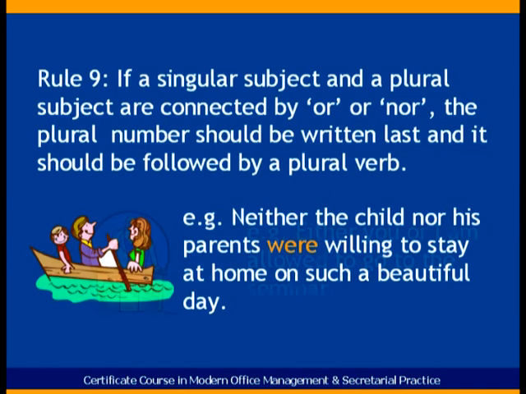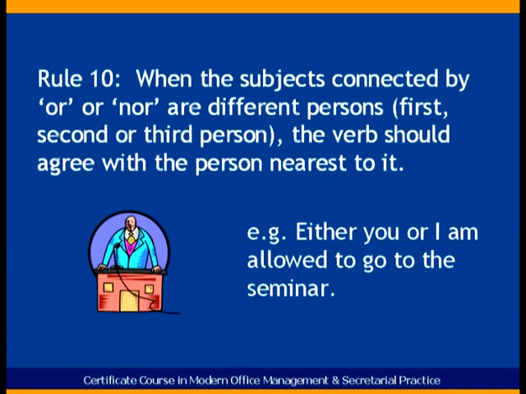Rule number 10. When the subjects connected by or nor are different persons, which is first, second, or third person, the verb should agree with the person nearest to it. For example, either you or I am allowed to go to the seminar.